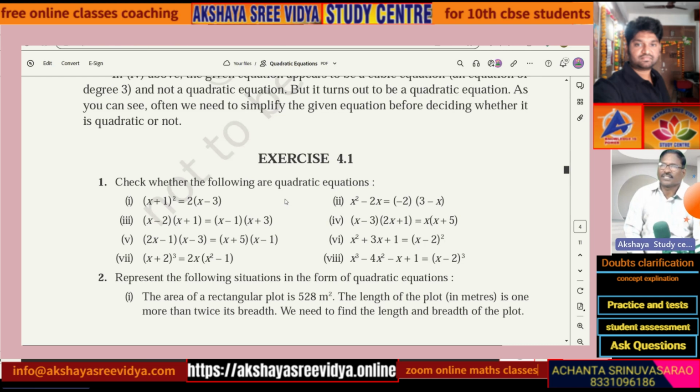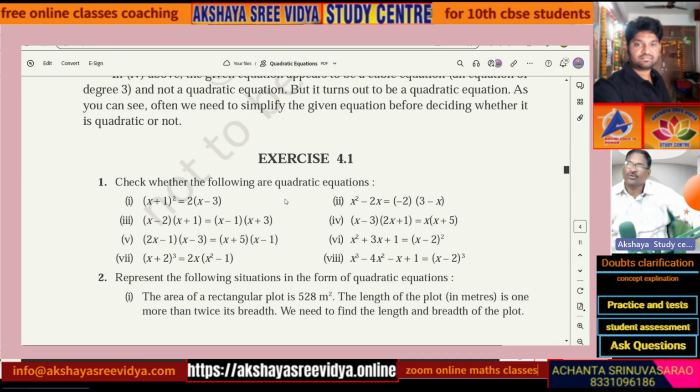Quadratic equations. Exercise 4.1. I will discuss first one, eight problems. Now, what is a quadratic equation? What is the general form of a quadratic equation? ax² + bx + c = 0, where a is not equal to 0.